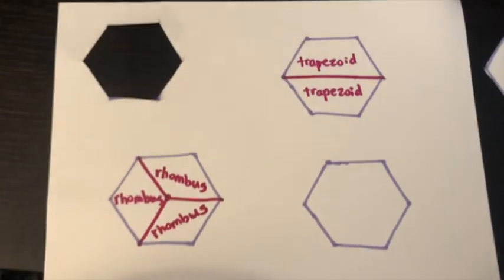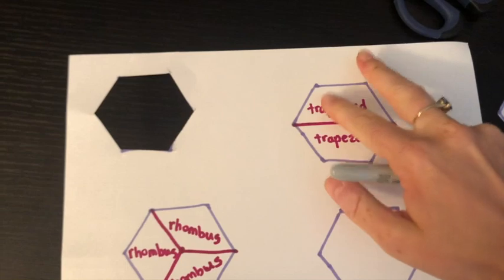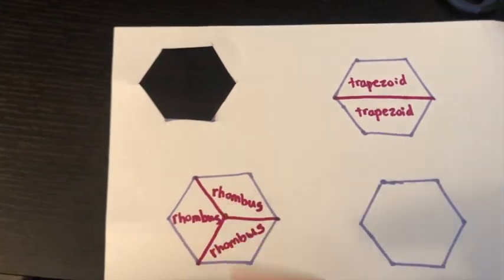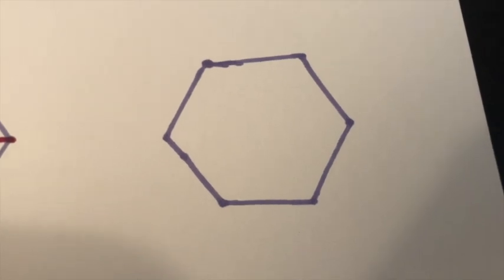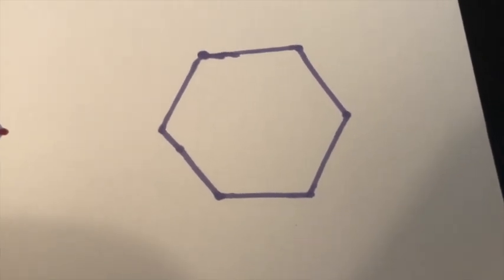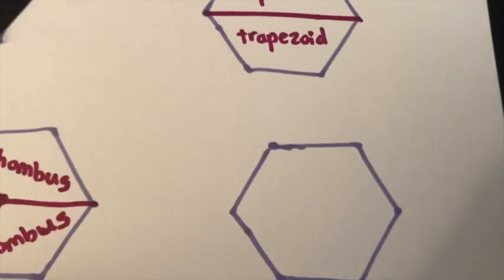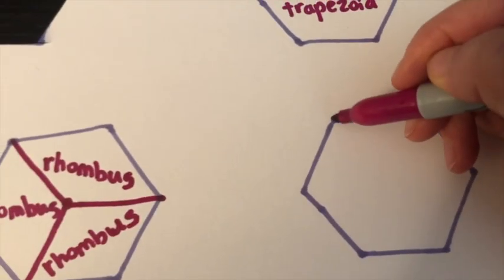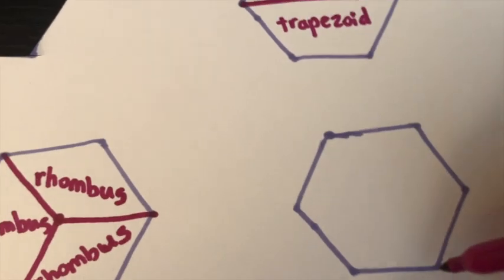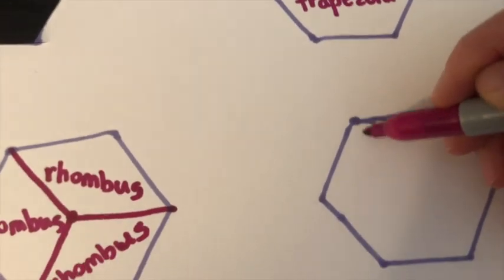Alrighty, so far we have the trapezoids and we have our rhombuses. Our last hexagon is going to be cut into our triangles. This is a really, really fun one right here. So what you're gonna do is you're gonna draw a line straight from this vertex to this vertex. So it's gonna go like this.